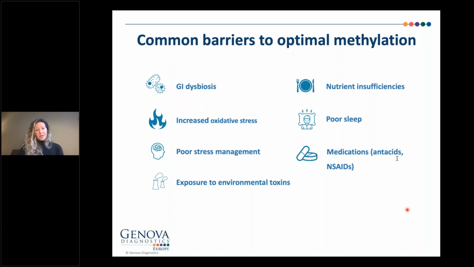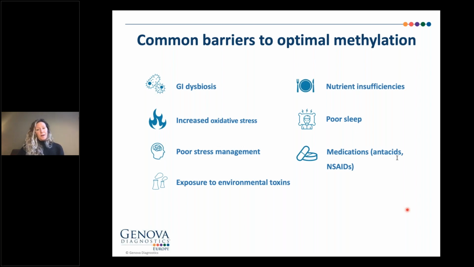So at the top, we have GI dysbiosis. Studies have shown that with microbiome imbalances, there is a consequent impact on DNA methylation, as well as the role that certain organisms, such as lactobacillus and bifidobacterium species, play in folate production, and therefore the contribution to circulating folate levels in the body. And of course, that relates to methylation capacity. We also have increased oxidative stress, which has been shown to affect the function and activity of enzymes responsible for regulating DNA methylation.